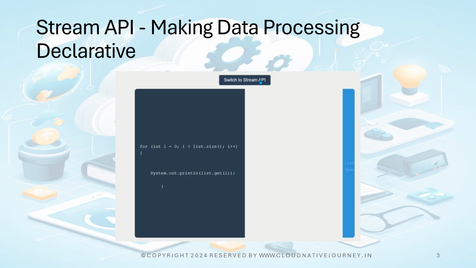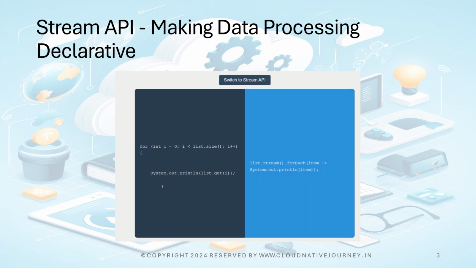So let's start with the most revolutionary change in Java 8, the Stream API. Before Java 8, if you wanted to process collections, you would typically use a for loop or an iterator. But with Stream API, you can now process collections in a much more declarative way.